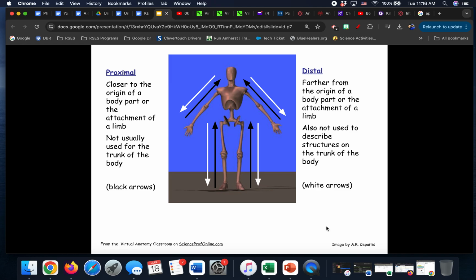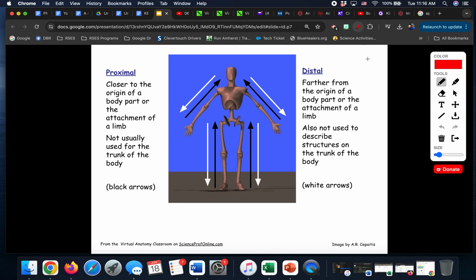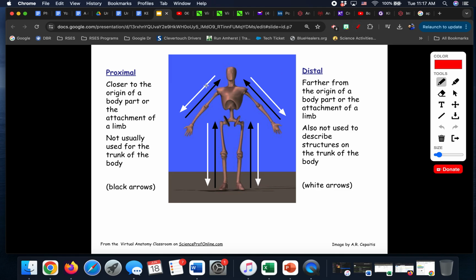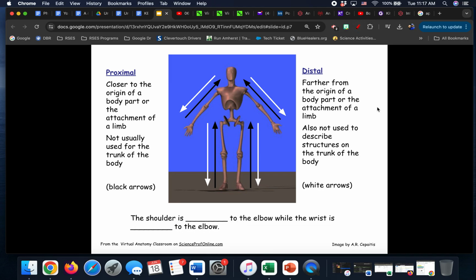Proximal and distal are confusing for many. Proximal means closer to the origin of a body part or the attachment of a limb. So we tend not to use them for stuff in here. It tends to be parts that are on your arms and legs. Distal means distance. It's further from that attachment. So if you look here, it says the black arrows are proximal because they're closer to where everything would attach on the arms or legs. And then the white arrows represent distal because they would be further from those attachment points.